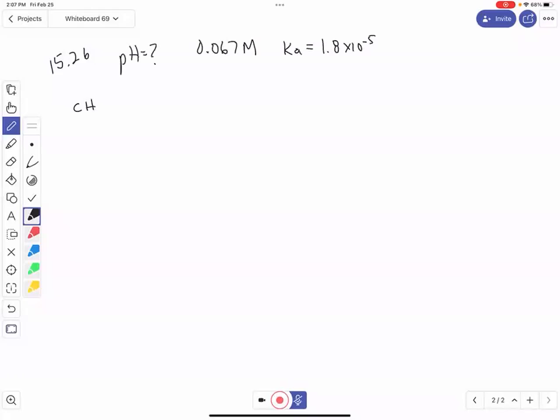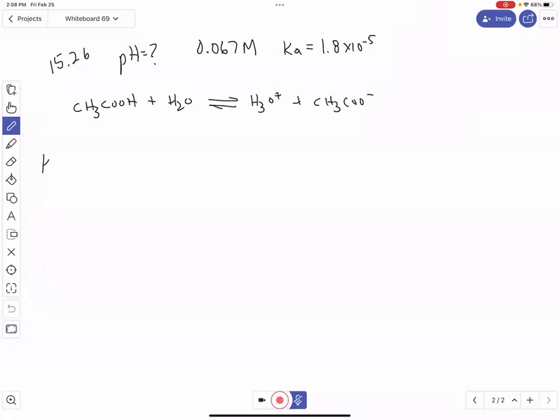So for acetic acid or any generic weak acid, right, it's going to react with water to form hydronium and the conjugate base, which is acetate. So our Ka expression for that is, right, concentration of hydronium times the concentration of acetate conjugate base all over the concentration of acetic acid, CH3COOH.